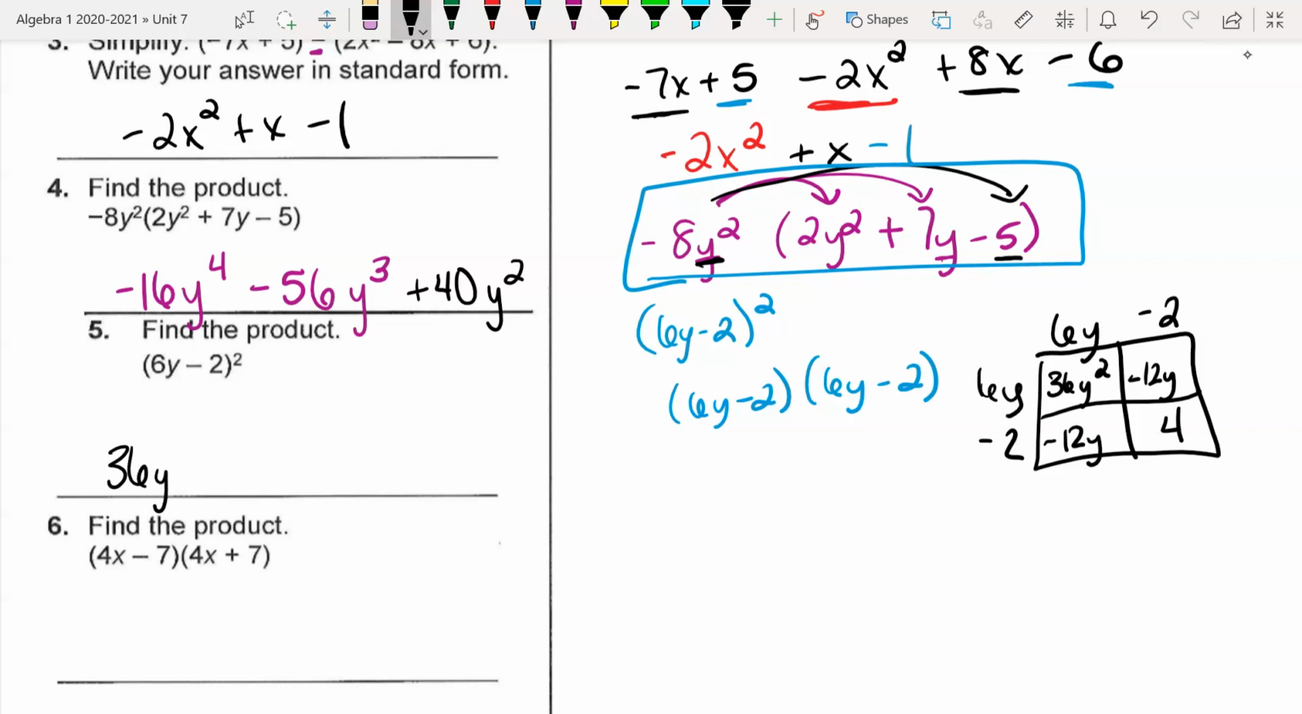There are no other y squared, so that comes first. Negative 12 minus 12, a lot of people think that cancels, but it does not. It just makes a bigger negative. So it'll be negative 24y and then plus 4.